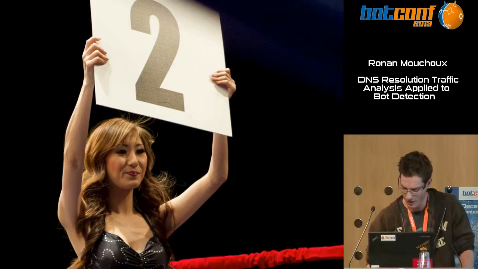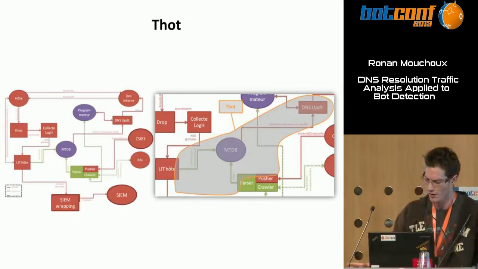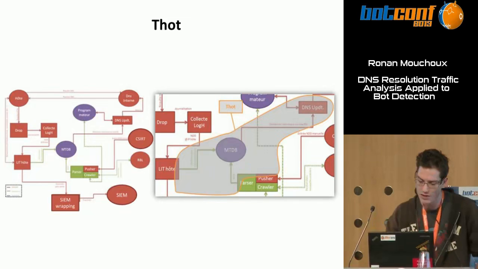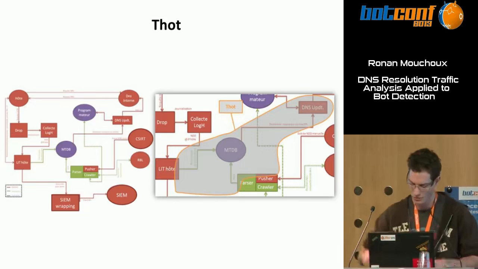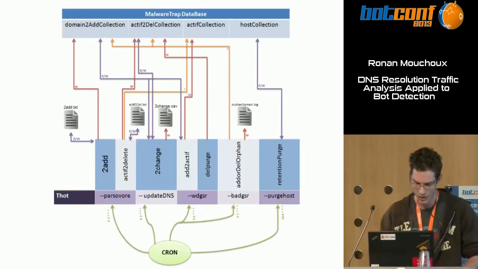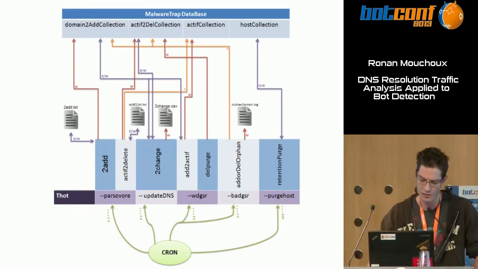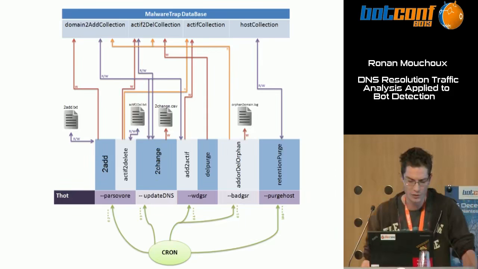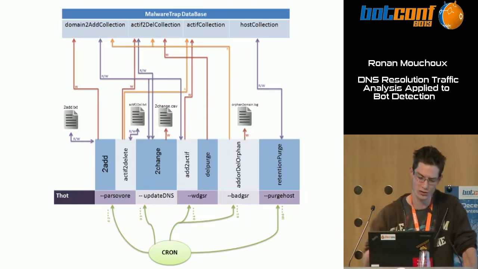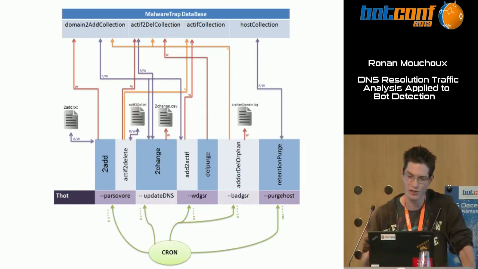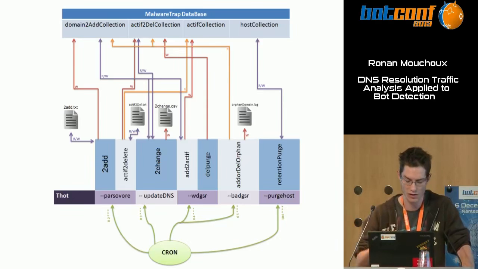Then, stage 2. We put in place the malware trap database along with a script called tote, which is responsible for reading and writing into the memory. So the database is MongoDB, composed of 4 collections. Domain TOAD collection, that's where the domains we want to put under surveillance are stored. Active TODEL collection, that's the domains we are supervising but are no longer considered malicious.